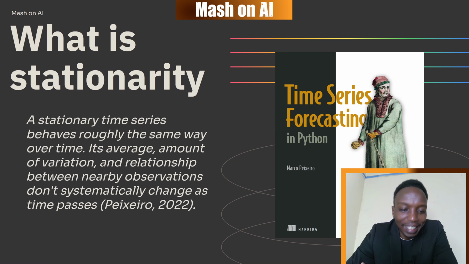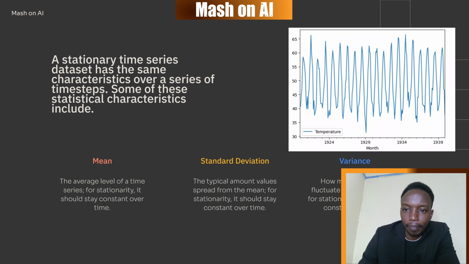Now that's a mouthful, but basically, a stationary dataset is a dataset that has the same mean and standard deviation over time. Standard deviation is just how far apart the points are from the central mean. Okay, let me just move to the next slide.